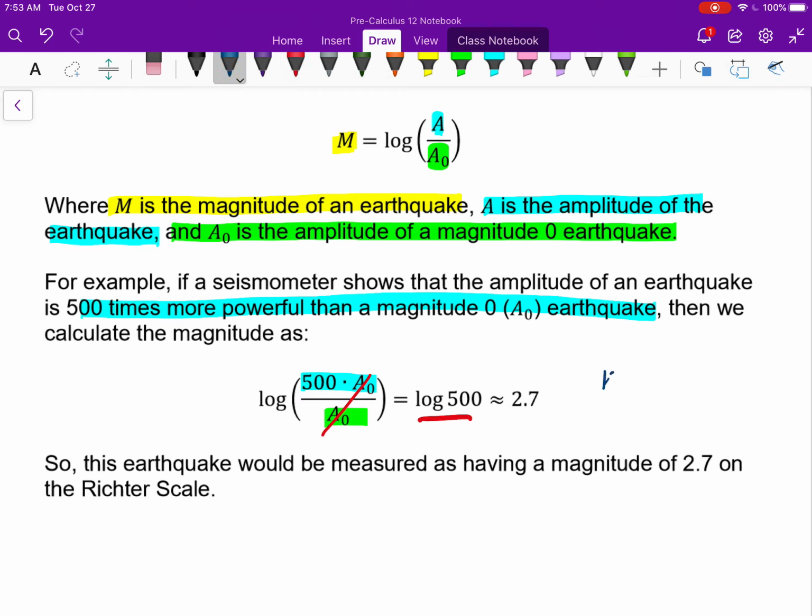And again, that means 10 to the power of 2.7 is approximately 500. That's what the calculator is telling us. So if there was an earthquake that was 500 times more powerful than this magnitude 0 earthquake, which I believe Richter, hence the name, the Richter scale, set up as this measurement system, that earthquake would be 2.7 on the Richter scale, which I will say you wouldn't even feel. If there was a magnitude 2.7 earthquake taking place right around you as you're watching this, you probably wouldn't feel a thing. And that's 500 times more powerful than A naught. So that shows you just how little shaking A naught is, this magnitude 0 earthquake.